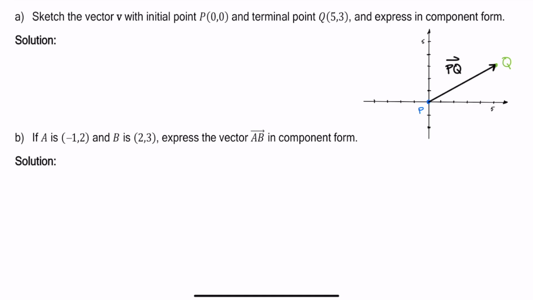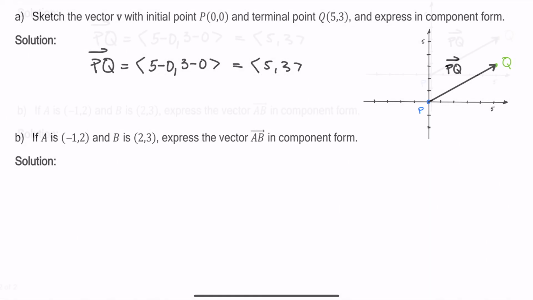Now let's go ahead and write it in component form. PQ is equal to the x value of the terminal point Q, that's 5, minus the x value of the initial point, which is 0. And then for the y component, we have 3 minus 0. And that gives us (5, 3).